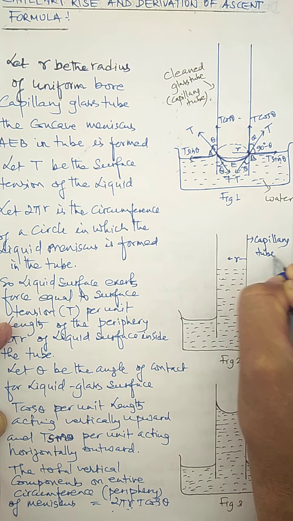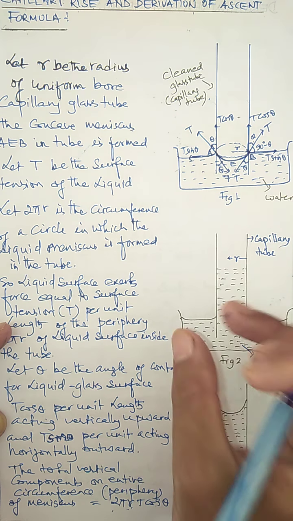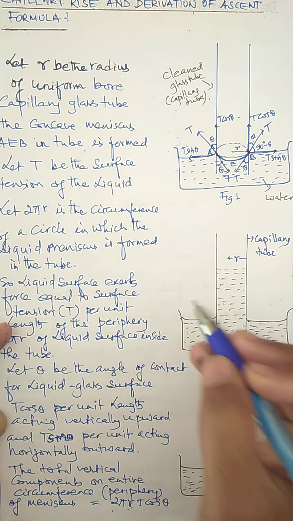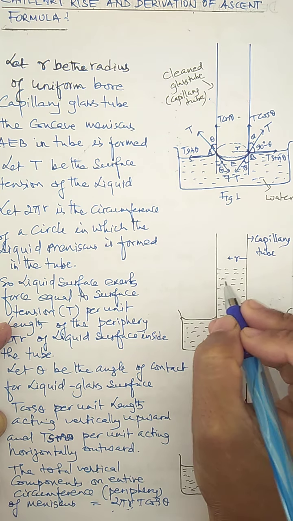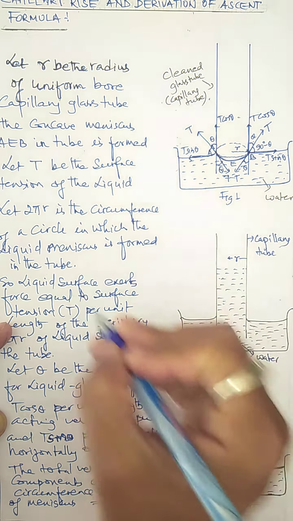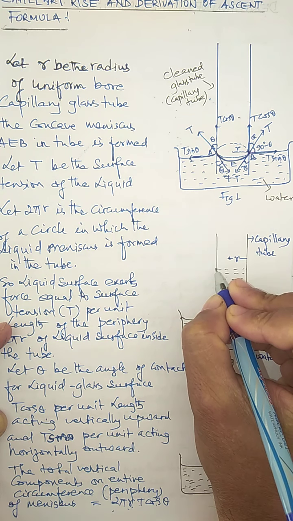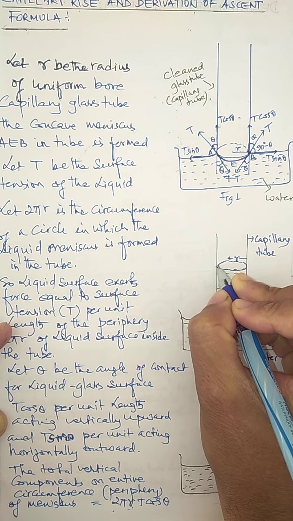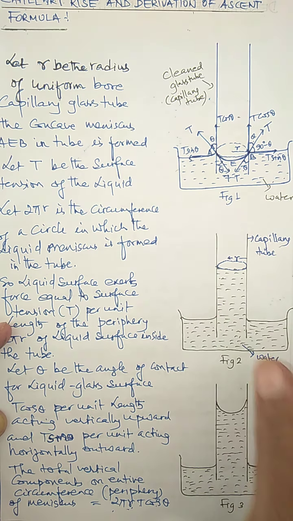Then we consider that there is a rise in the level of water inside the tube, and due to this rise there is a meniscus formed inside the tube. Which meniscus is formed? A concave meniscus, formed throughout the diameter of the tube, almost this way. I am making it with the help of a dotted line. So this is the concave meniscus which forms inside the glass tube, that is the capillary tube.